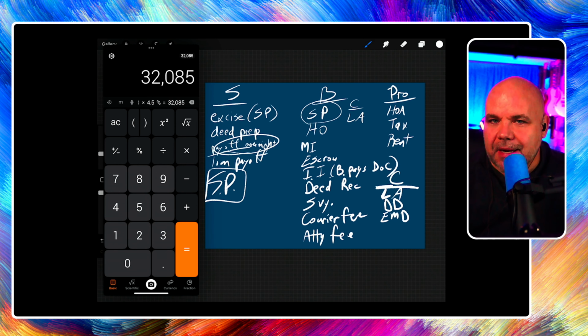Now, how do they count on the seller's side? The due diligence money has already been received by the seller. So the only way we can count it on the closing day is as a seller debit.